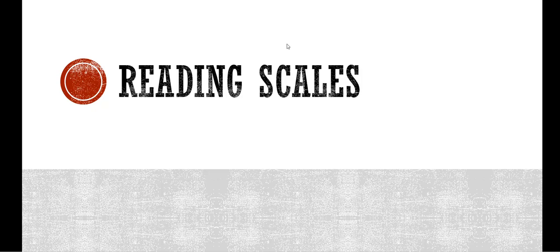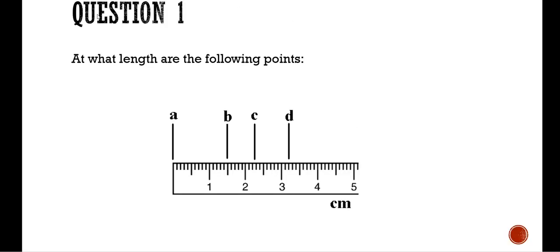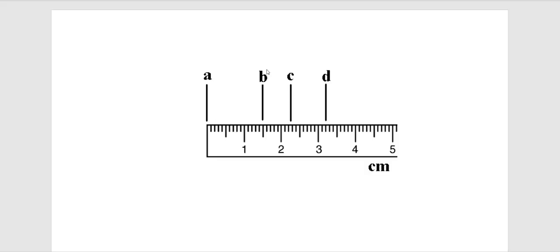So the first thing we'll look at is reading scales. And question 1 says, at what length are the following points? So you've got 4 points, A, B, C, and D, and they want you to write down the value of each of those points. Okay, before we even try to work out or guess what these values are, A, B, C, and D, understand what the scale is telling you, what it's showing you.